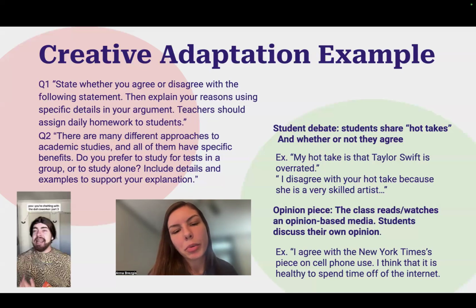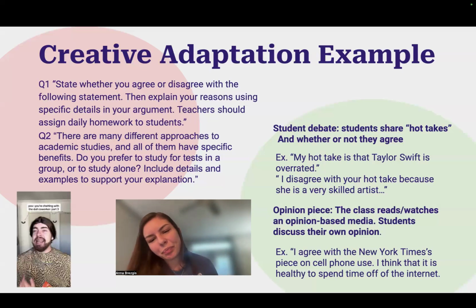Let's talk about Q2 really quick because it is a little bit different. This is not necessarily agree or disagree. This is like you have to choose one or the other. You have to evaluate your own approach to something. But then this one says include details and examples. Okay, so that's a little bit different than specific details, I feel like.